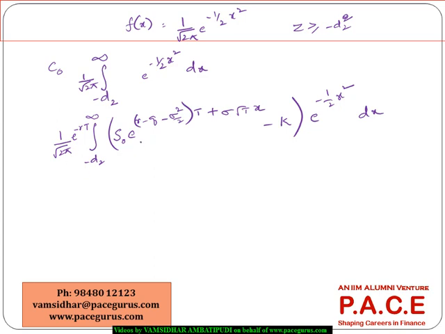Now I will try to break these two terms separately, right? So the first term will become S naught by root 2 pi into the integral from minus d2 to infinity of e to the power of minus RT, e to the power of plus RT gets cancelled off. So it becomes e to the power of minus QT, and this is becoming minus sigma squared by 2 into T plus sigma root T times x. This is what it is.